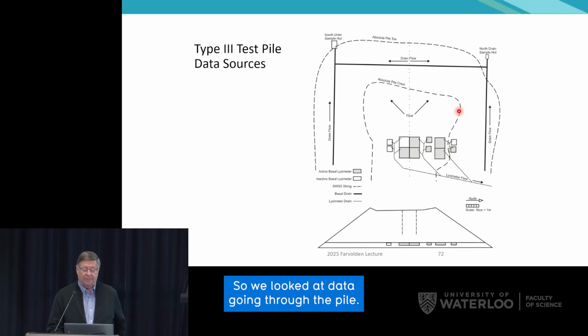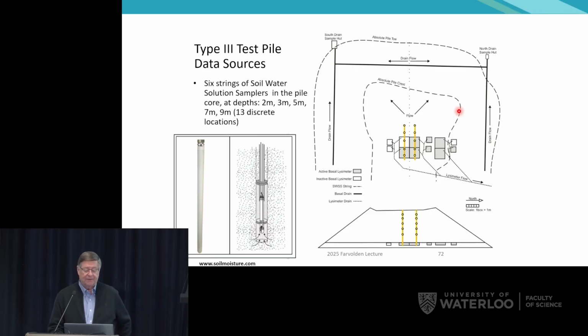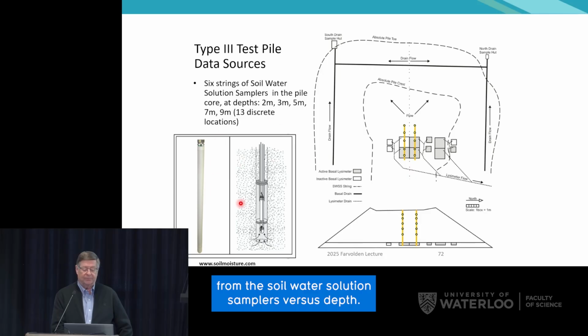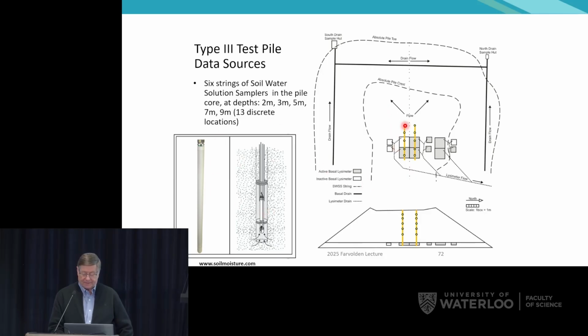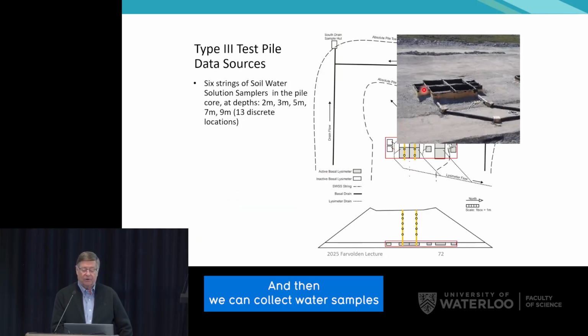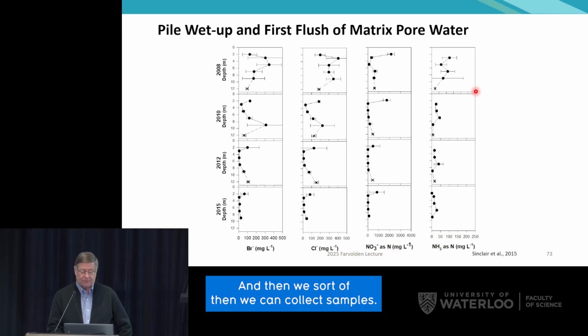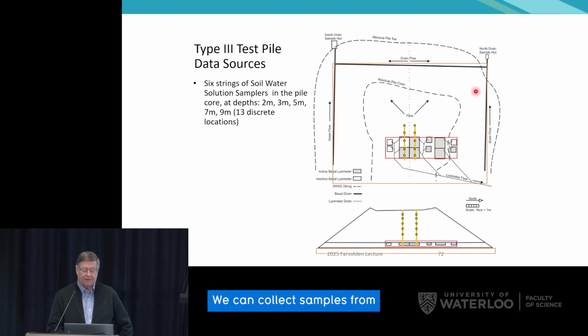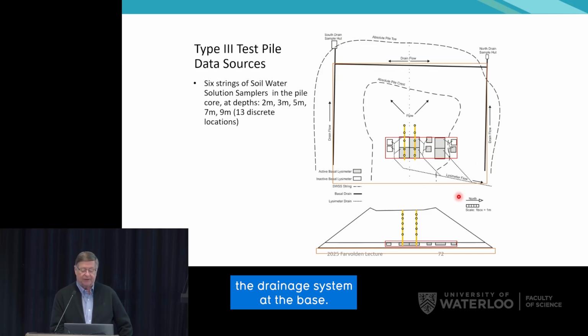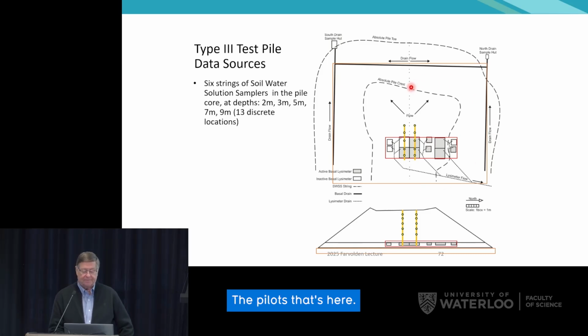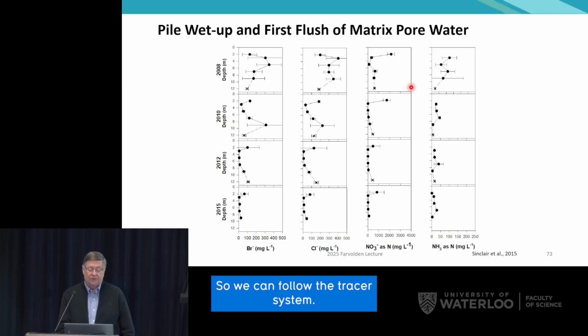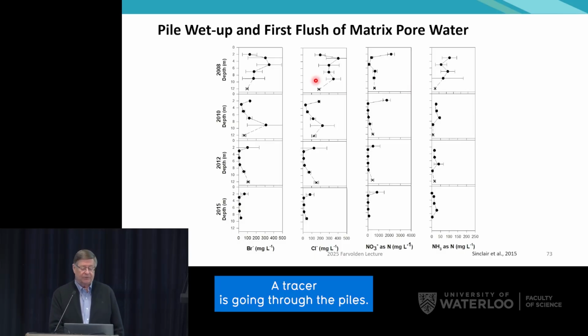So we looked at data going through the pile. We have a variety of different measurements. We can take samples from the soil water solution samplers versus depth. And then we can collect water samples from these collection lysimeters that we have at the base of the pile. And we can collect samples from the drainage system at the base of the pile that's here. So we could follow the tracers going through the pile.